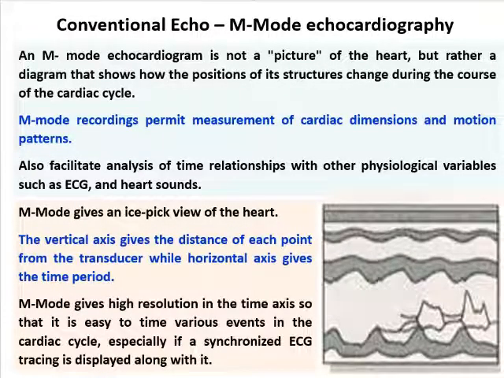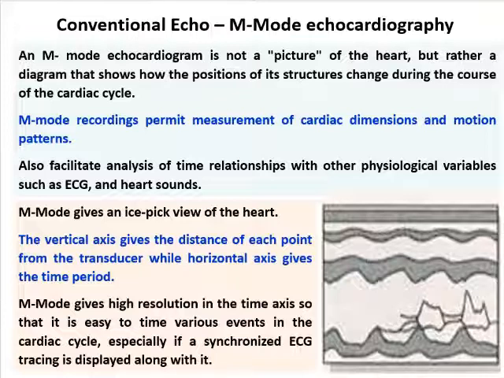If you go with the second option, it is M mode echocardiography. Basically, an M mode echocardiogram does not show any picture of the heart, but it shows the position of the heart and how its structure changes during the course of the cardiac cycle. M mode, motion mode recordings permit measurement of cardiac dimensions and motion patterns. They also facilitate analysis of time relationships with other physiological variables such as ECG and heart sounds.